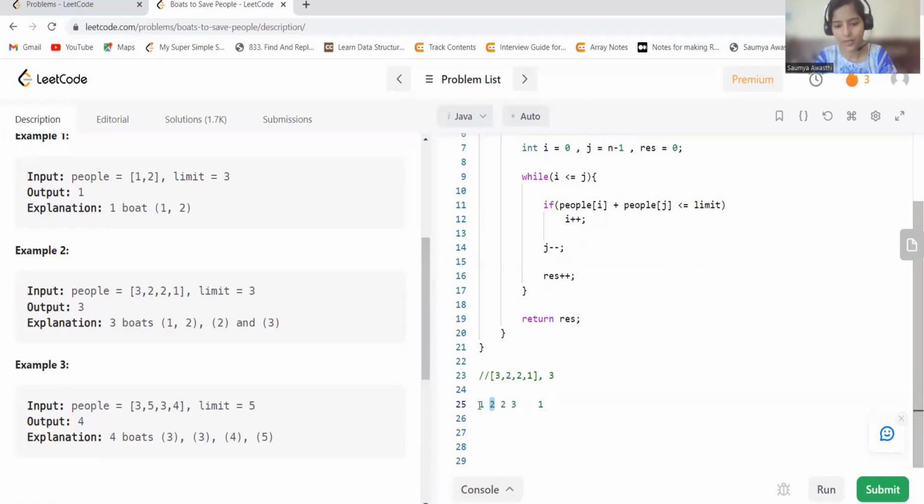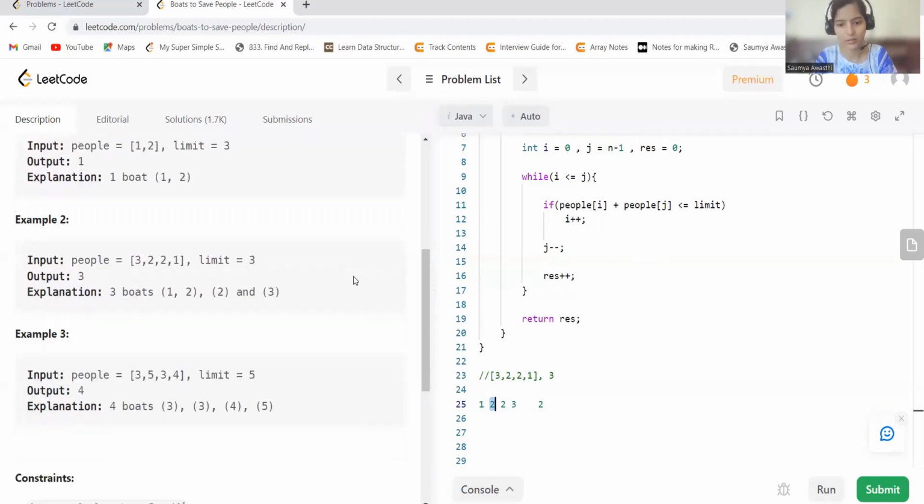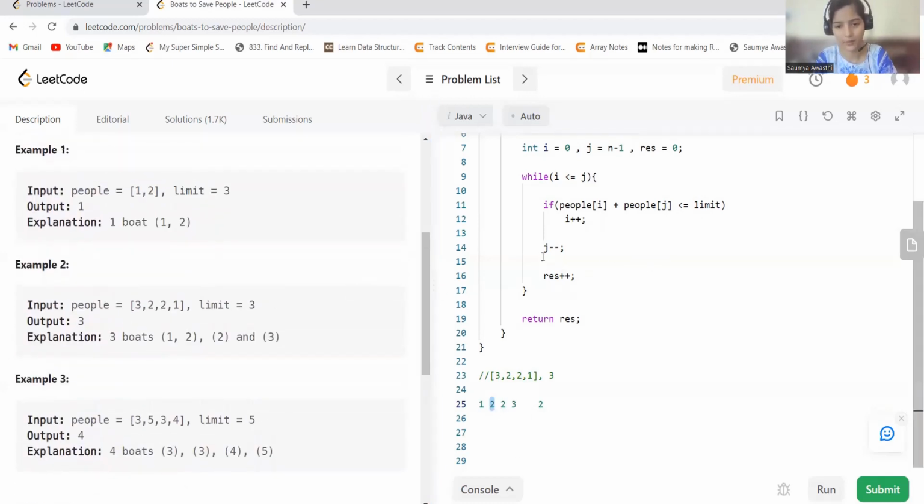And as we have taken this pair, right, 1 and 2 pair, so count value res plus we are doing, so that will be 2 votes we need. Now as of now we are on this index, the first index. Again i and j both values are equal, so 1 less than equal to 1, condition is true. Again we'll be summing up, so people i plus people j, if this is less than equal to limit, right? So this condition is not becoming true. Now again what we are doing, j minus minus, because obviously we have to take this element under consideration, right? We have to take this element under consideration. So j, we have taken this, so j minus minus we are doing, so j value will be 0 now, and res plus plus we are doing, so 3 votes till now.